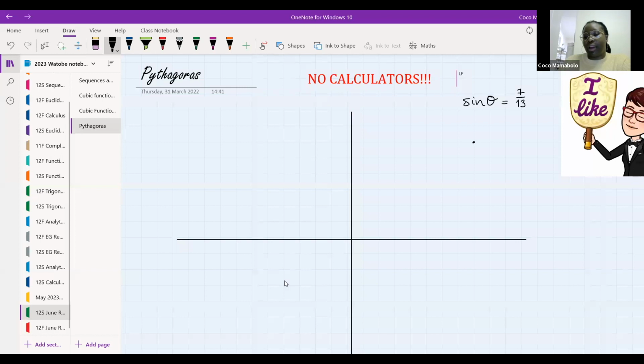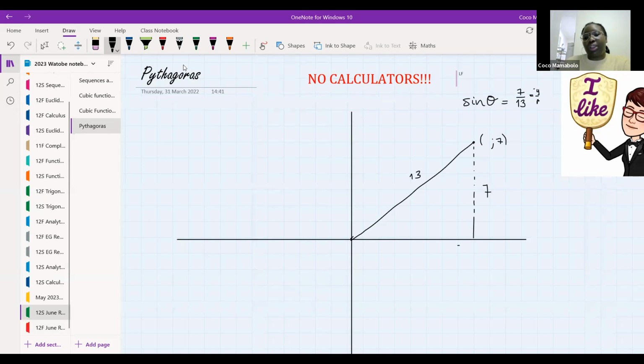Okay, 7/13. Now, what this actually tells us is that there is some coordinate on our Cartesian plane here, right? And we know that sine is actually y/r, right? So I know that whatever value I've gotten over here, my y value is 7. And the radius from the origin all the way to that point is 13. That's what that's actually telling me, right? So if we put all of this together, this side is actually 7 units long. And if we know what the y value is, we can easily work out what the x value is.